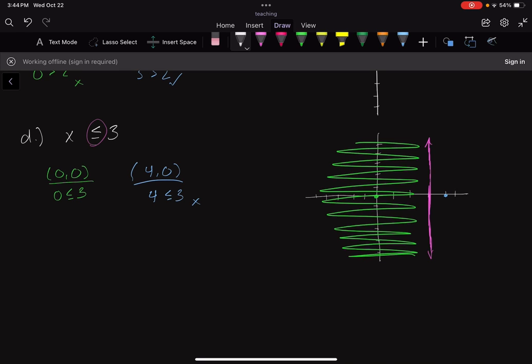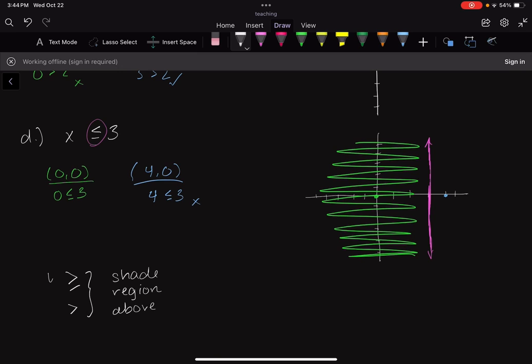Now there is actually a rule that I can tell you so that you don't have to test the points. If it's a greater than or equal or a greater than symbol, you're always going to end up shading the region above.